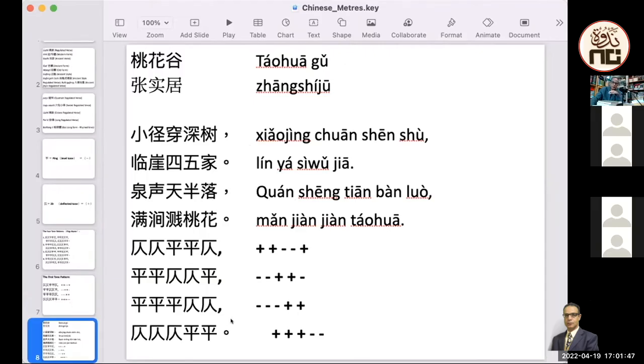A very perfect example of this first pattern. You can go through it line by line, but here in front of you, you will find it exactly: zi, zi, ping, ping, zi, because third, fourth, then first, fourth. That means zi, zi, ping, ping, zi, and so on. Okay.